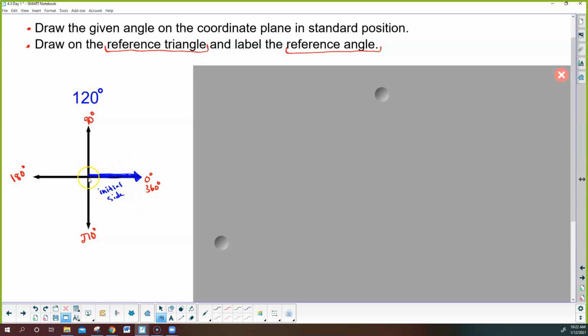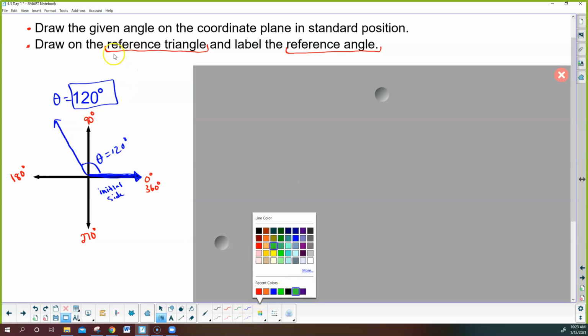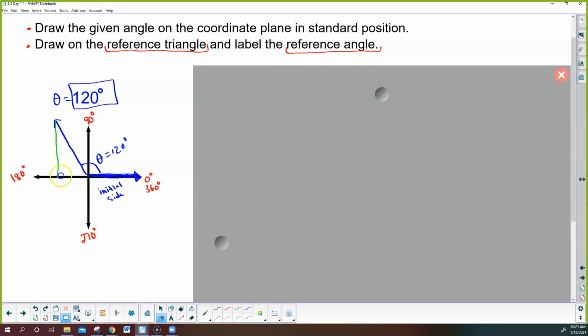All right, so initial side always starts at 0 degrees, and I'm going to open up. So my angle is 120. Well, 120, if this is 90 and this is 180, 30 degrees past 90 would put me at 120. But I don't think of it that way. What I want to do is I want to draw the triangle, which is the terminal side straight down to the closest x-axis. There's my reference triangle.